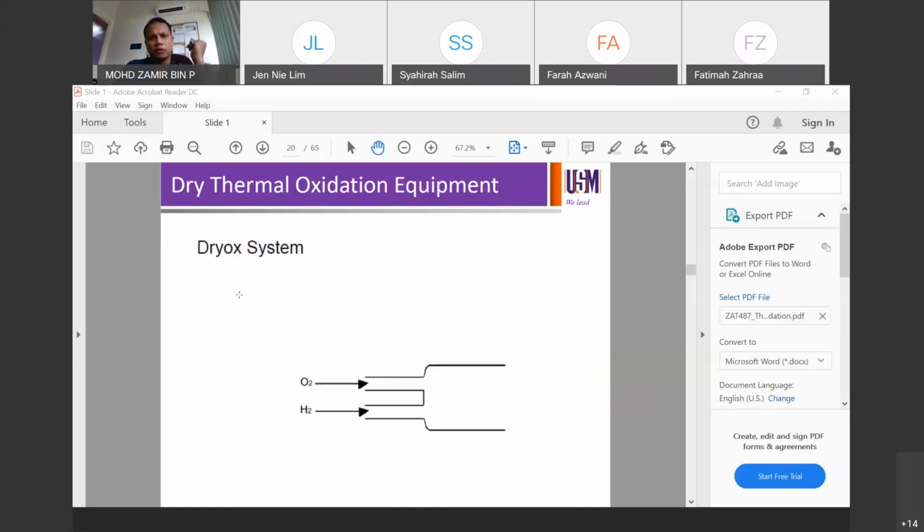On the other hand, for a dry oxidation process, this is the representation of the process. So you normally pass the dry oxygen through the tube, and then the inside of the tube is exactly the same as what you saw on the previous slide. So you have your wafers, you have your quartz boat, and then the tube is encapsulated by the heater to ramp the temperature to the desired temperature.